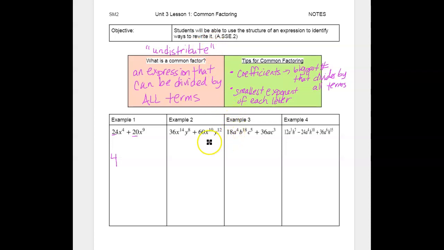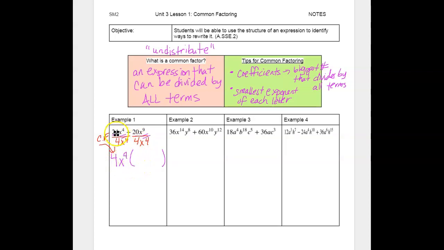I know this. For the letters, I've got x to the 4th and x to the 9th. So the smallest exponent would be the 4th. Okay? And you're going to put that on the outside. So this, I'm going to just tell you here, because we're still learning, that is my common factor. Okay? So now what you are really doing is dividing both of these terms by 4x to the 4th.